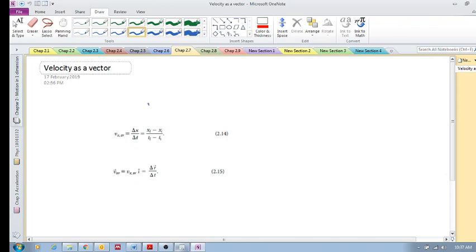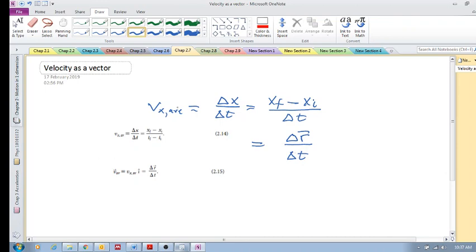So we know that velocity, Vx, your average velocity, is delta x over delta time, which is your final position minus your initial position over your time. Another way of writing this is to say that is actually my displacement vector over time. Okay, so straightforward. It is the change in position over change in time. That's what my average velocity is.